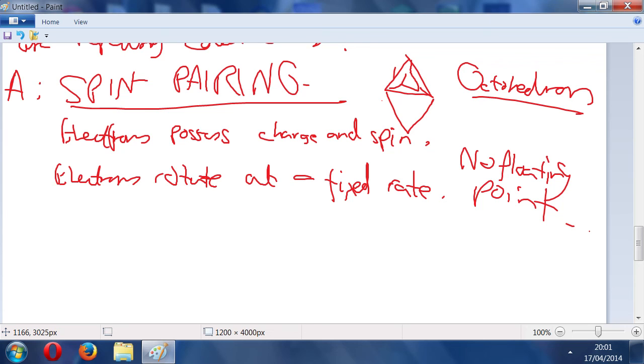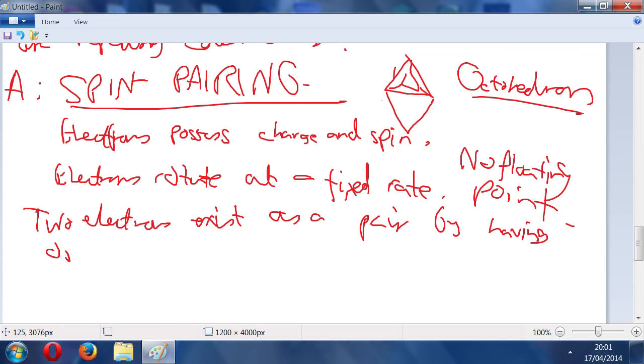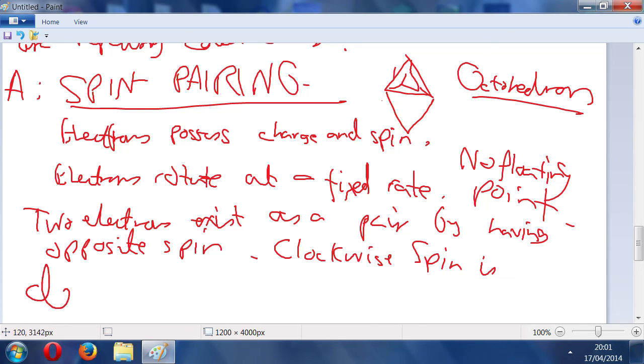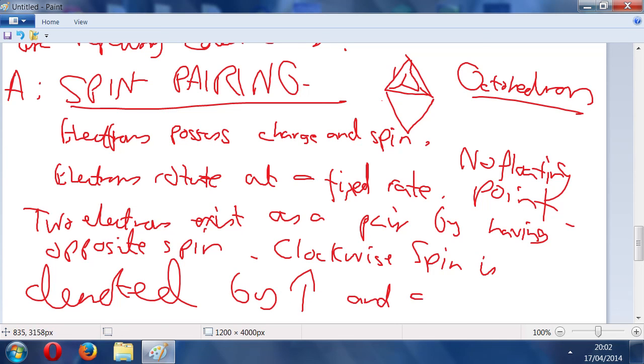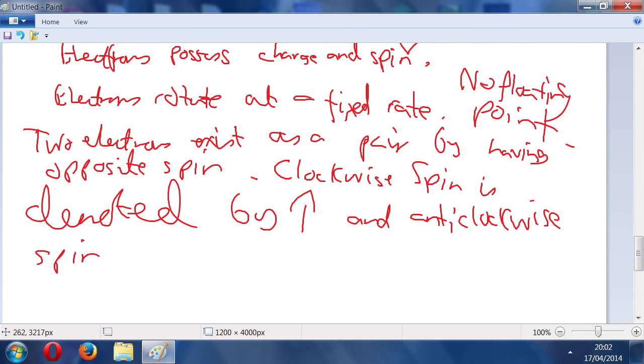Okay, so we can visualize spin level rotation rate. 2 electrons exist as a pair by having opposite spin. And it's fixed. So clockwise spin is denoted by up, and anti-clockwise spin is down.